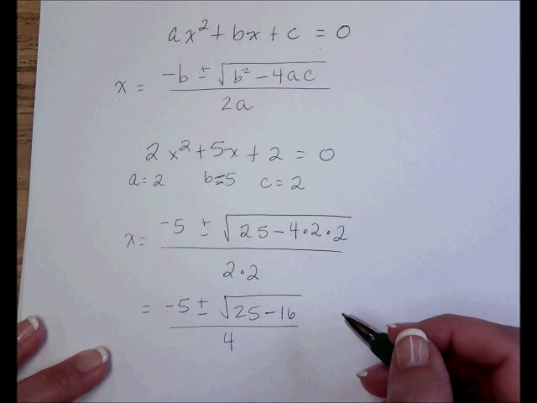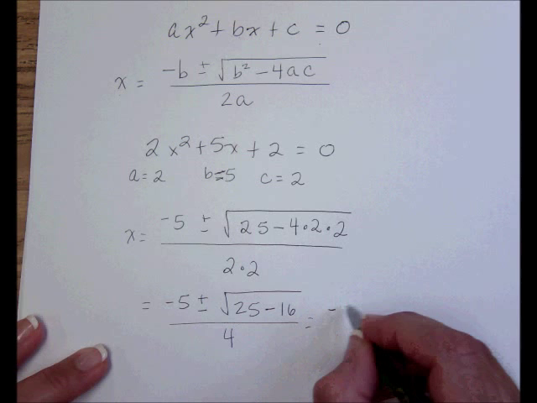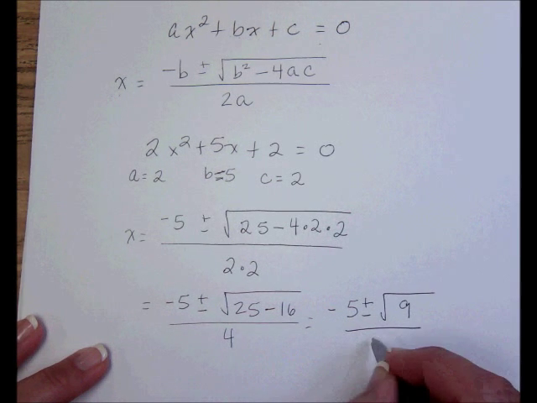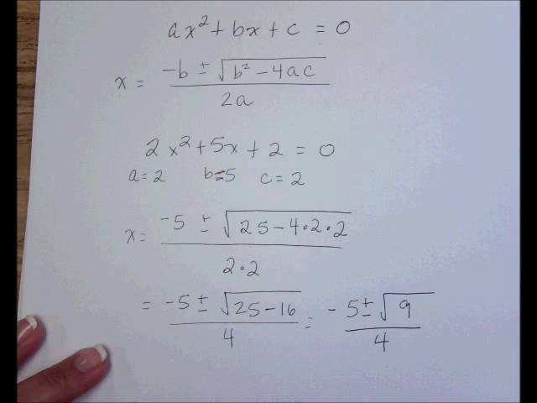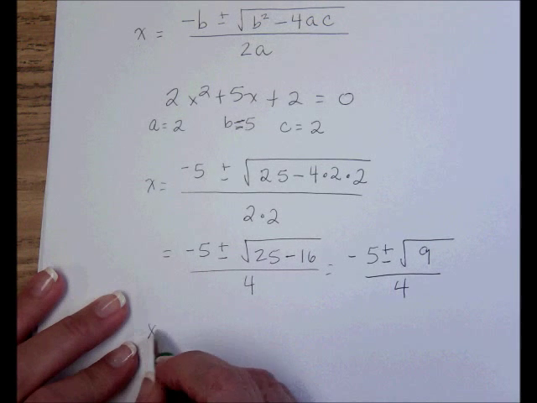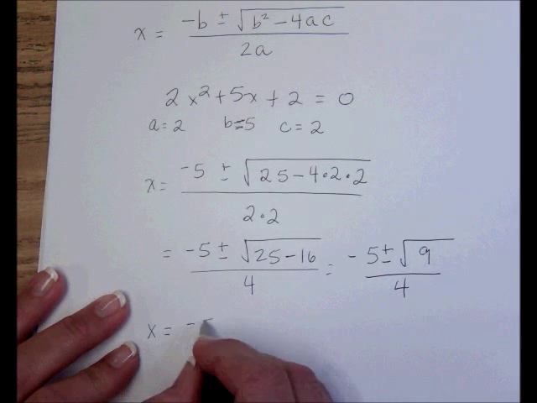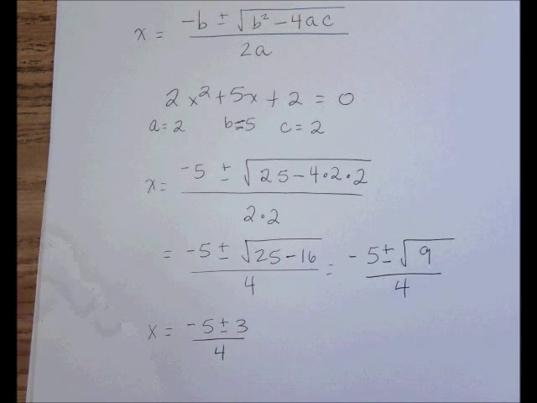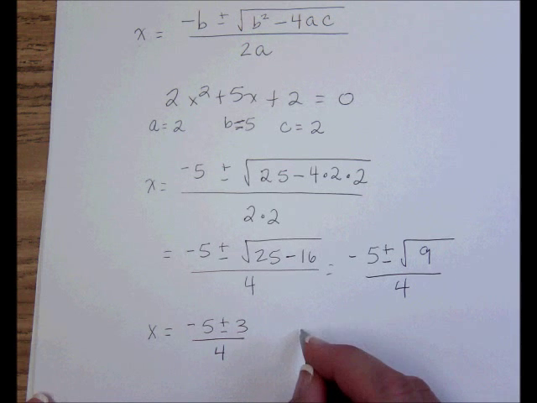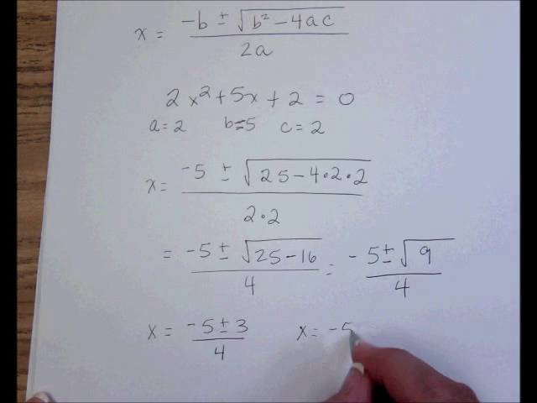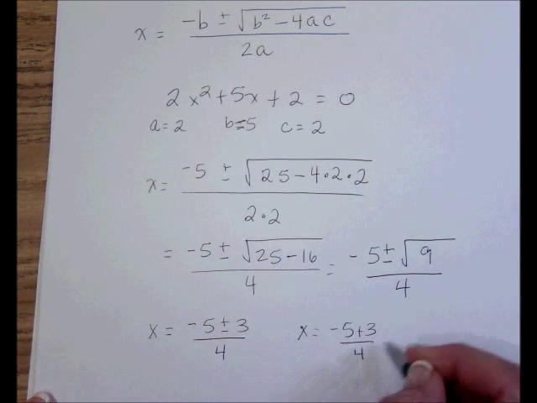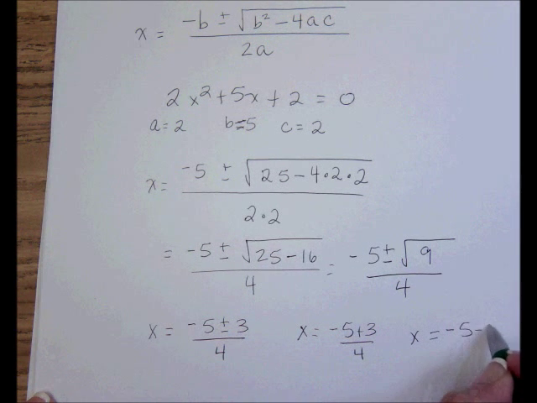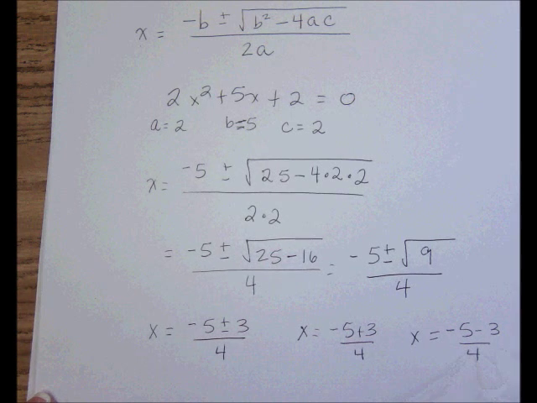So I continue to simplify, and I have negative 5 plus or minus the square root of 9 divided by 4. Continue to simplify, and so I have x is equal to negative 5 plus or minus 3 divided by 4. So I have two different scenarios. My first x is going to be negative 5 plus 3 divided by 4. And my second scenario is going to be x is equal to negative 5 minus 3 divided by 4.